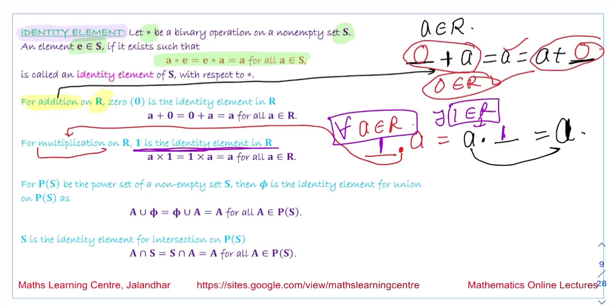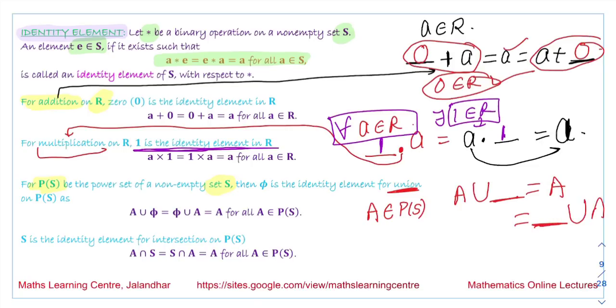Next, suppose a non-empty set S is given, and P of S is the power set, and we want to find the identity element. The operation given to us is the union operation. It means we take a set A which belongs to the power set of S. We want to calculate a set for which this answer is equal to A, and this is equal to that set union A. We know that if we take the union of any set with the set phi, then the answer will be A. So in this case phi is the identity element.